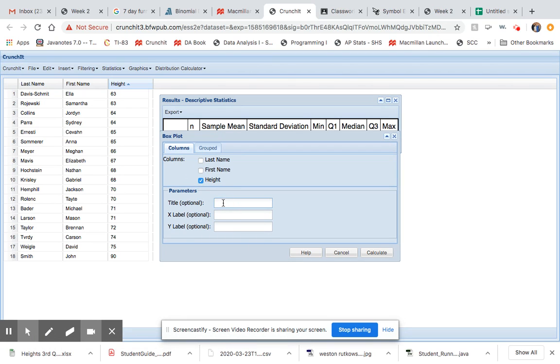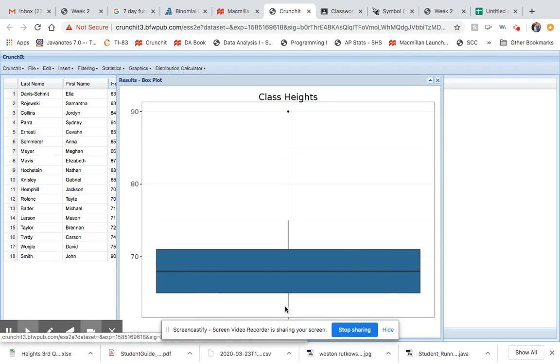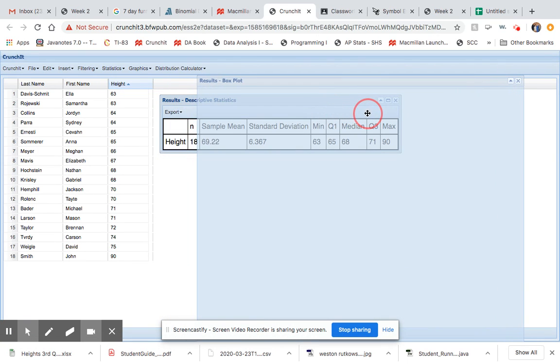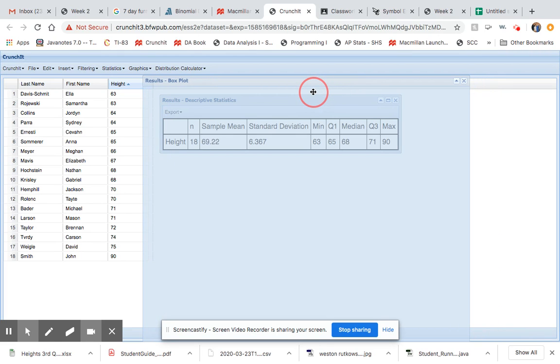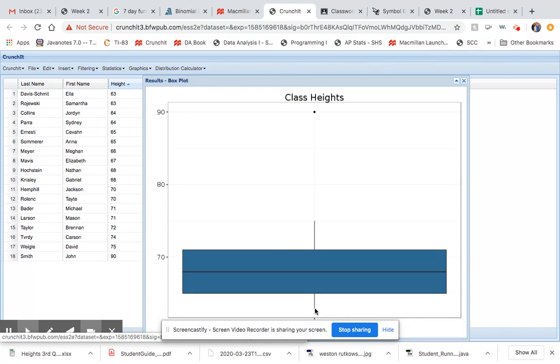And I could give it a title. I could call it class heights. Now it makes a box plot of that. And all a box plot is the 5-number summary in picture form. So if I pulled this, you can kind of see over there. Not exactly, but the minimum is 63, quartile 1 is 65, the median is 68, quartile 3 is 71, and the maximum is 90. So down here is my minimum, that's the end of the line.